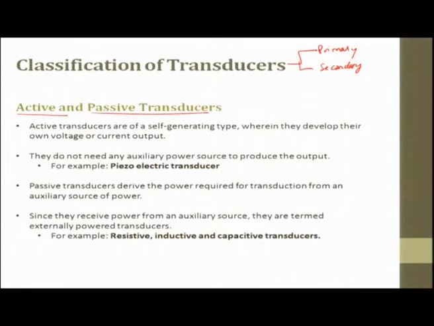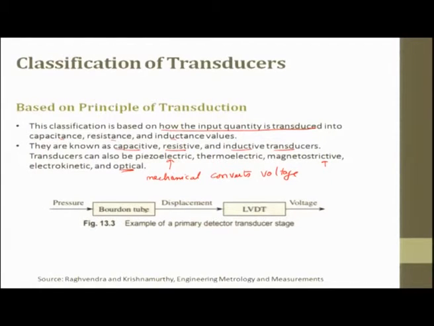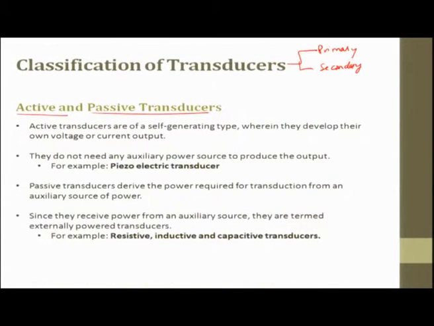The other one is active and passive. Before that, we also saw that based upon the principle, you can classify it as a capacitive sensor, a resistive sensor, or an inductive sensor. You can call any one of these sensors. So the classification is active, passive, capacitive, resistive, inductive, and then you can also have primary and secondary.